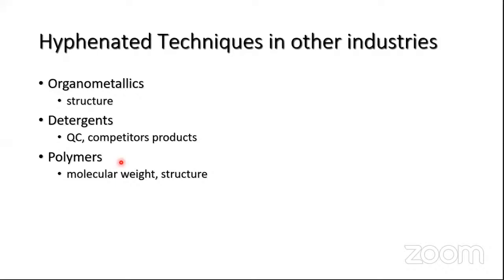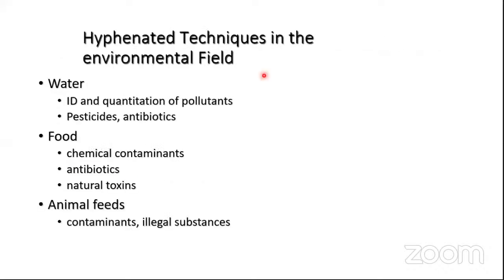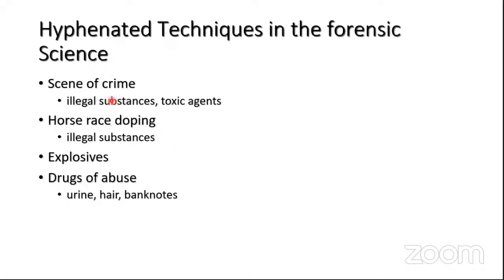Quantification, pesticides and antibiotics in water. Food, again chemical contaminants, toxic compounds in food, antibiotics and again contaminants and illegal substances. Scene of crime, so forensic science, people use it in many areas. Horse race doping, explosives, all the explosives can be very easily identified by GCMS or LCMS.